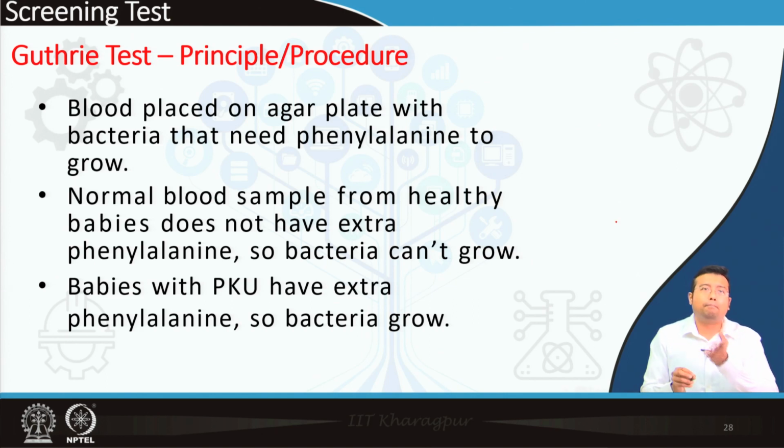So, what happens? The blood sample is plated on an agar plate, alright. Agar is a culture medium and it contains a special type of bacteria that needs phenylalanine, an essential amino acid, to grow. So, normally the media is devised in such a way that there is no phenylalanine or very little phenylalanine for the bacteria to survive and grow. But if the patient has phenylketonuria, the blood level of phenylalanine will be so high that the bacteria will find it very conducive to grow. So, if there is bacterial growth, phenylketonuria is positive.